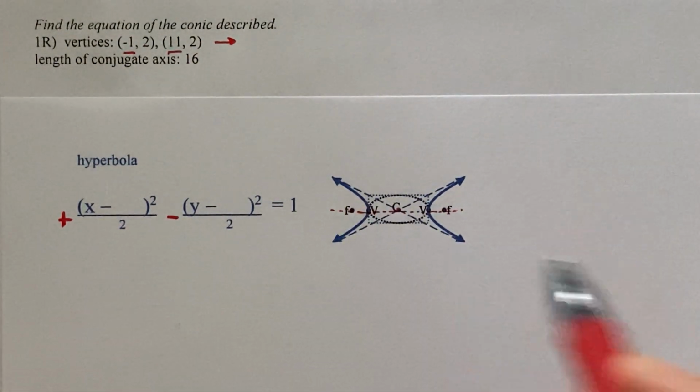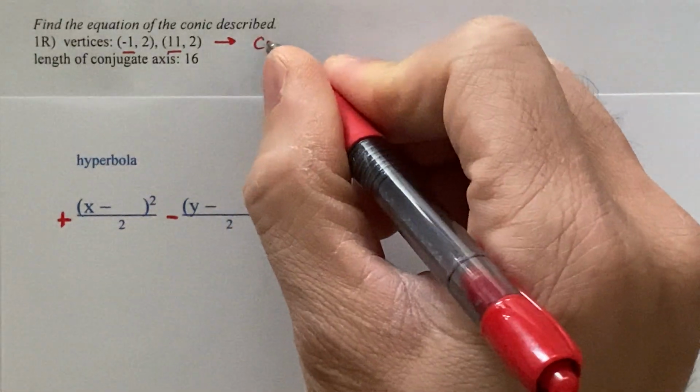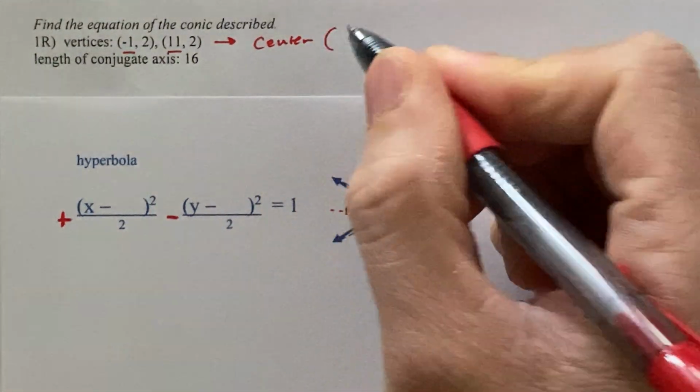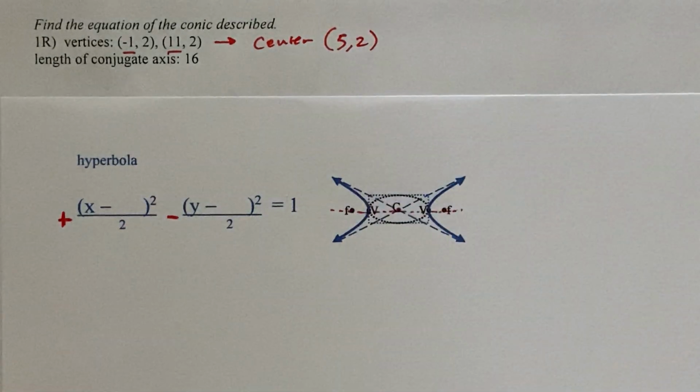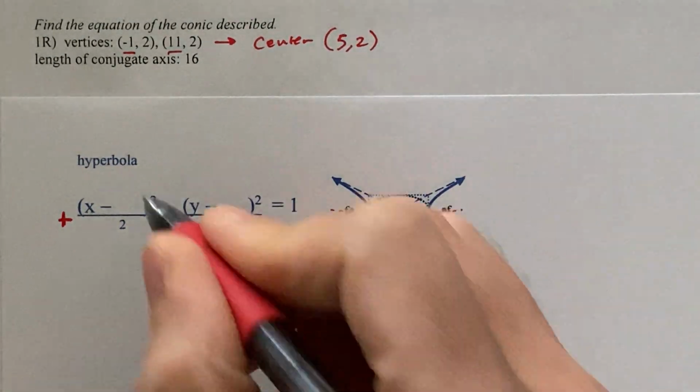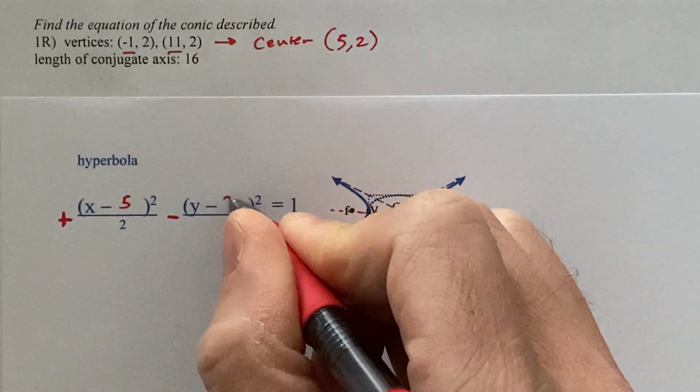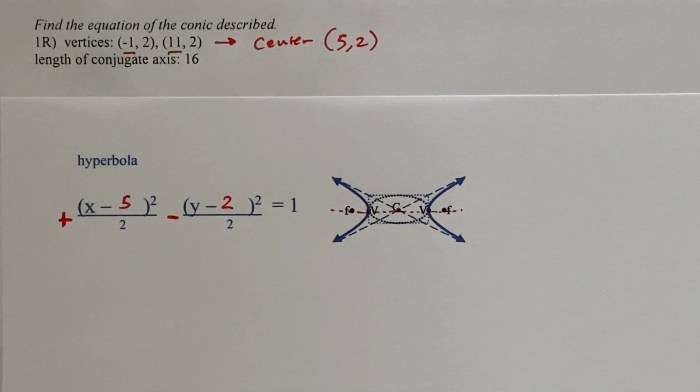First of all, it was opening left and right. Second of all, I should be able to figure out the center simply by doing a midpoint. So average the x's, average the y's, that's 5 and 2. So I could put my 5 here and my 2 here, and I'm actually 2/3 of the way done.